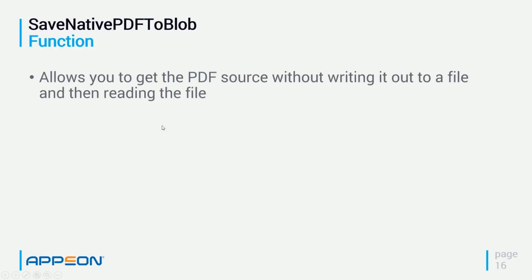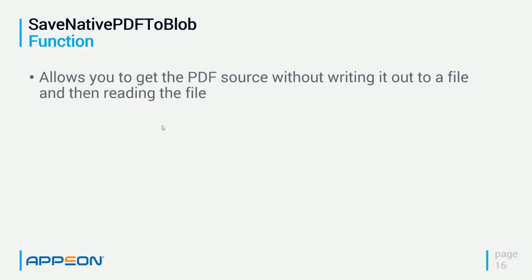And then finally, we have the SaveNativePDFToBlob function. Now, what this is for is if you wanted to, let's say, create a web service that streams a PDF file down to a client. Up through R2, to do that, you'd have to write the PDF as a file to the file system, and then read it back in as a blob, and then send the blob down the wire.